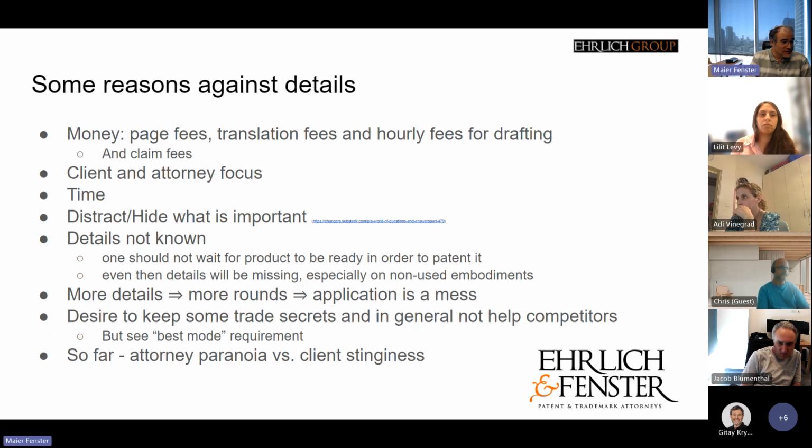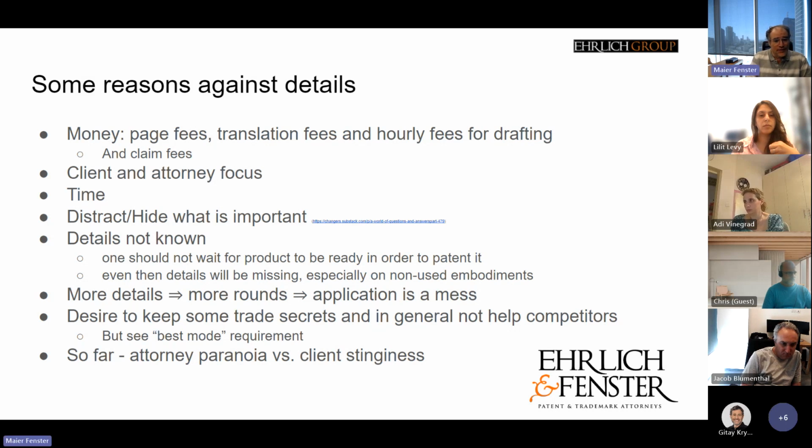Why not to provide details? Money. Details cost money. Details interfere with the client focus and with the attorney focus. Details take time. Details can distract from what is actually important. Details are not known, not the details for what the client is doing, and not the details for what the client is not doing now, but you want to prevent the competition from doing. When you have more details, you usually have more go-arounds in writing the application. Applications after a few go-arounds turn into a total mess.